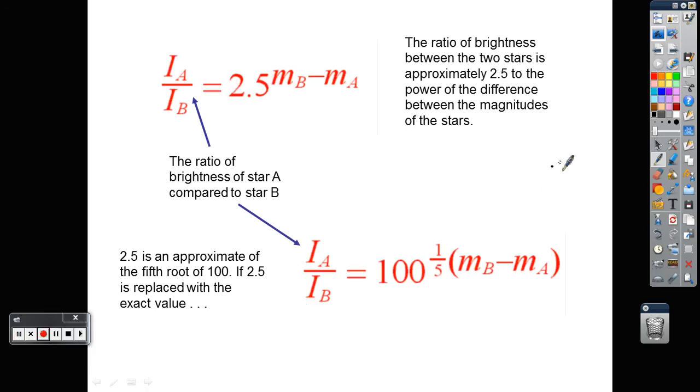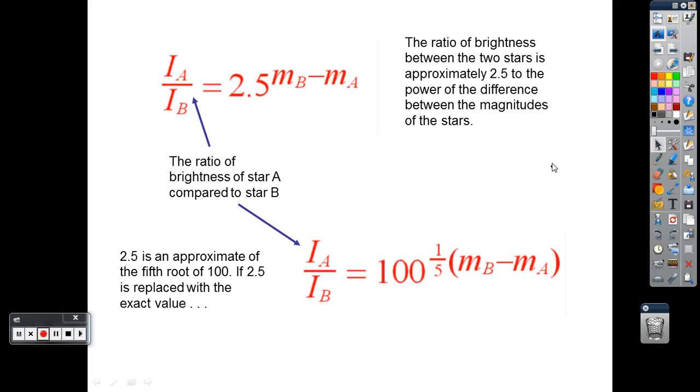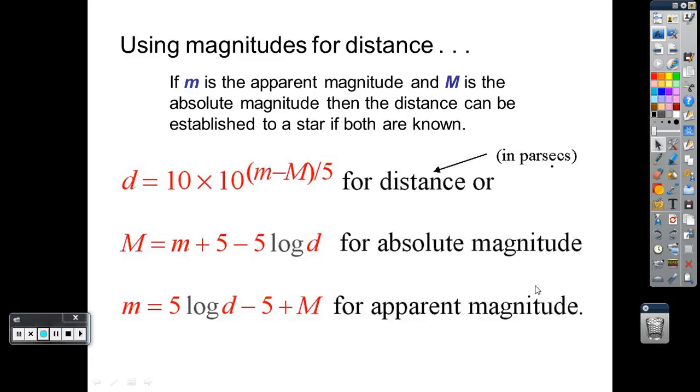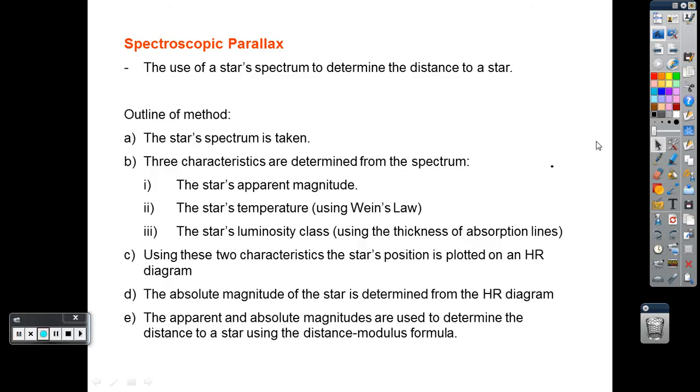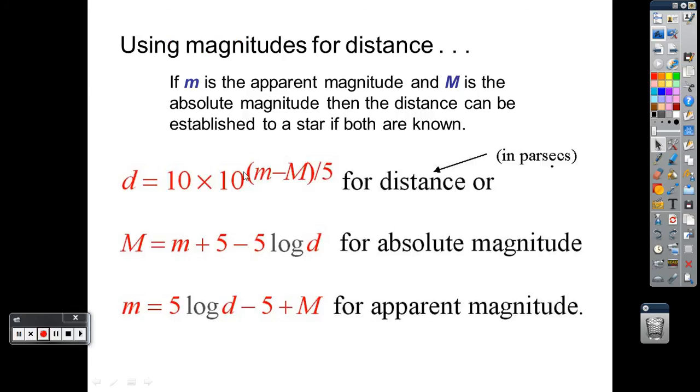Moving on. We already know these magnitudes for distance. This is the distance modulus formula that we use when we want to find the distance. We memorise that, otherwise we have to rearrange these formulas below. The logs in both of these formulas are log to the base 10, and we already know that m is the apparent magnitude and capital M is the absolute magnitude.